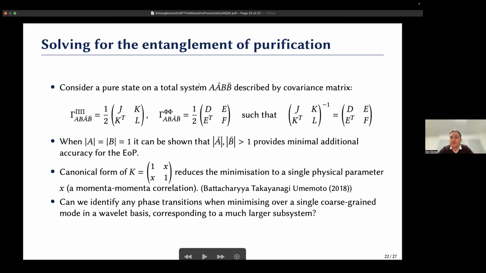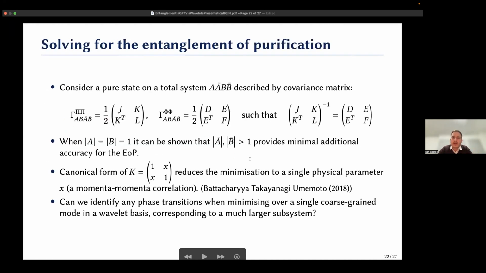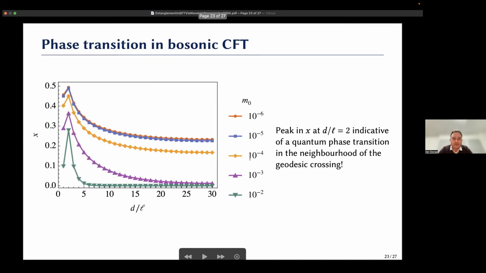But we were interested in whether or not we can make that easier by coarse graining on a wavelet basis. And also whether we can identify that phase transition that occurs when the geodesics switch from joining the boundaries of each individual region A and B to joining between the boundaries of the regions A and B. And we found that you could, so that there is a peak in this value X, which occurs specifically when you've got a single coarse-grained mode. The details of this are in the paper if you're interested. And so that was great.